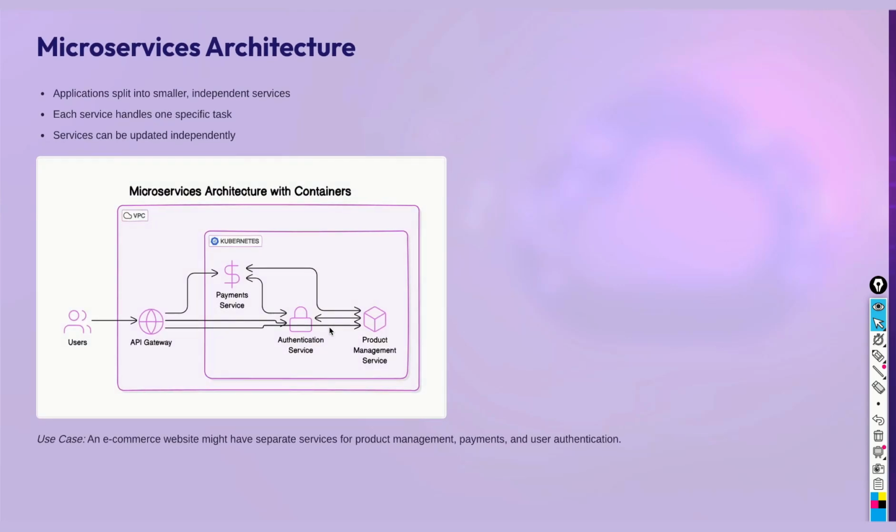The first one we have is microservices. So applications are broken down into smaller, independent services, each handling a specific function. So this allows teams to develop, deploy, and scale each service independently from one another. For example, here we have an e-commerce website, which has separate services for payment, product management, and user authentication, all right? So these are fully independent and decoupled from one another. That is an important word that you should know, and it is decoupled.